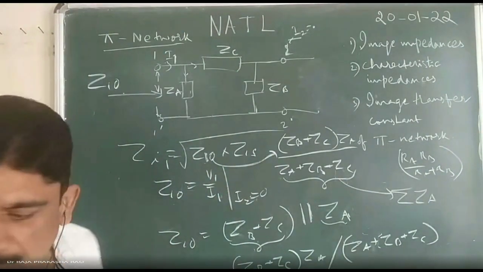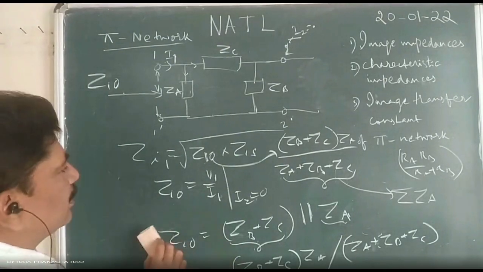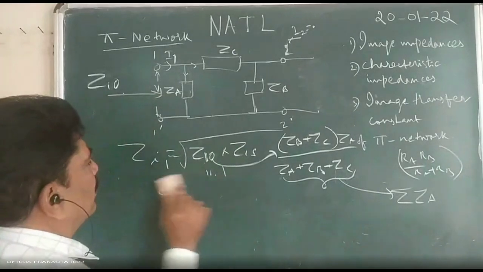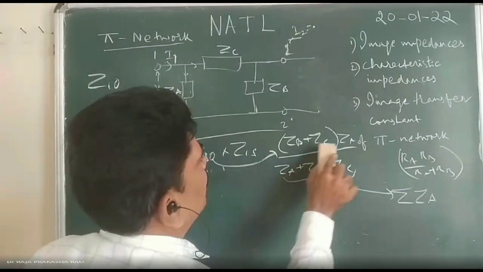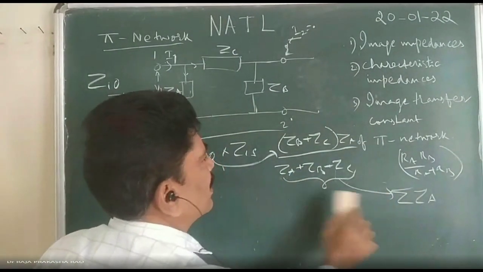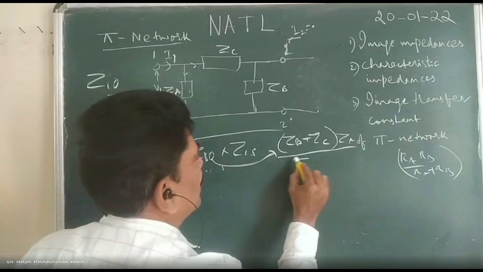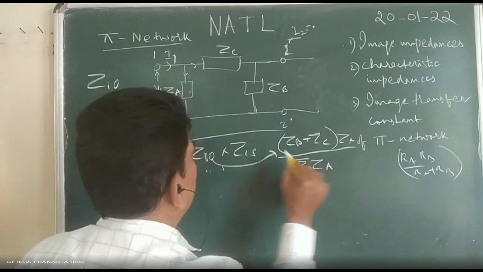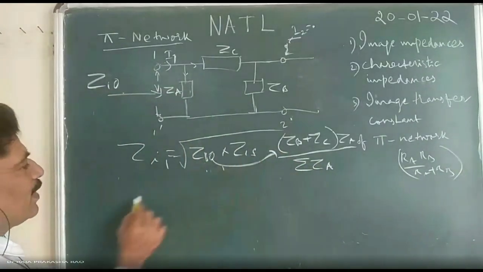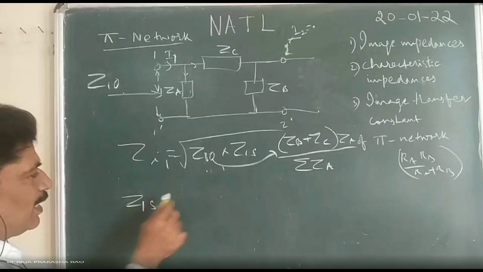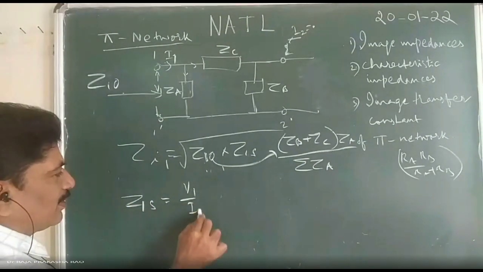So Z10 we have found. Z10 we know now. What is that? Z10 is ZB plus ZC into ZA by sigma ZA. I will write it like this: ZB plus ZC by ZA by sigma ZA is nothing but Z10. Now let us find Z1S. Z1S is equal to, this one represents V1 by I1.